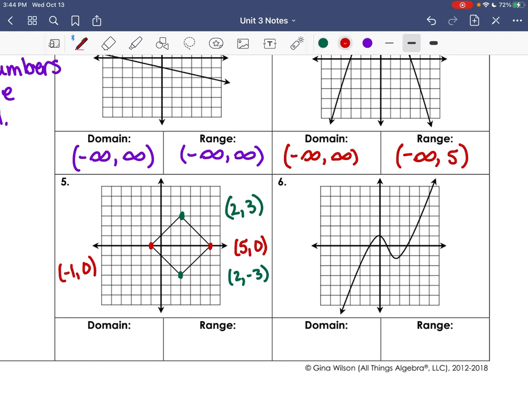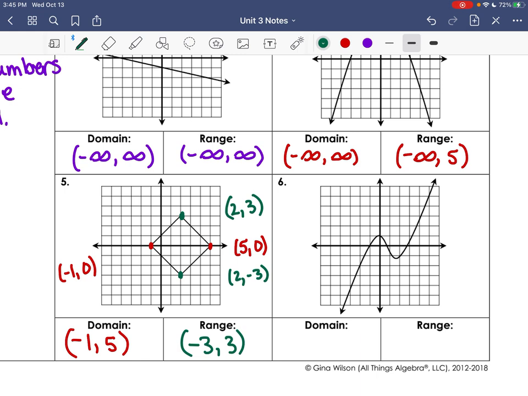So for our domain, we're going to go from that leftmost point to the rightmost point. And for the range, we're going to go from the bottom to the top. And remember, we're using the x values to make the domain and the y values to make the range.